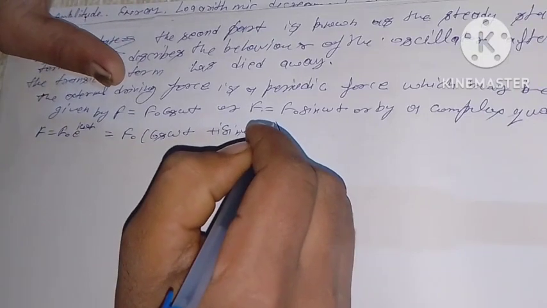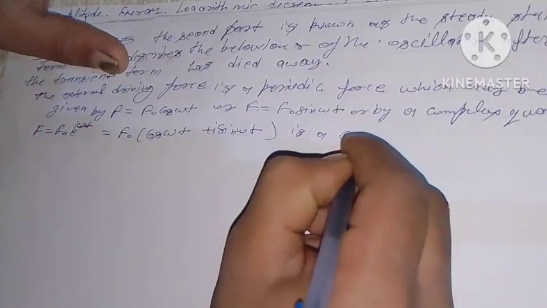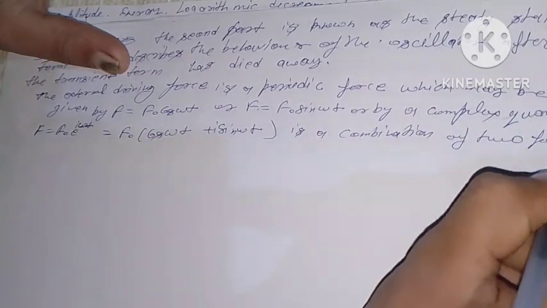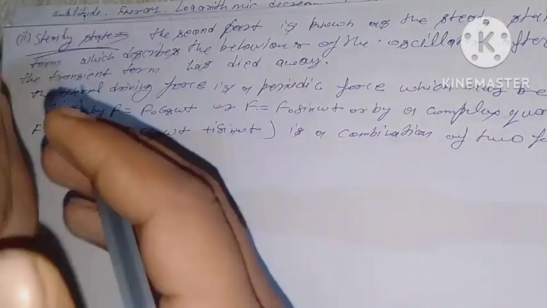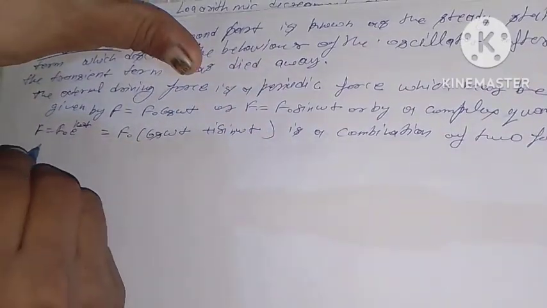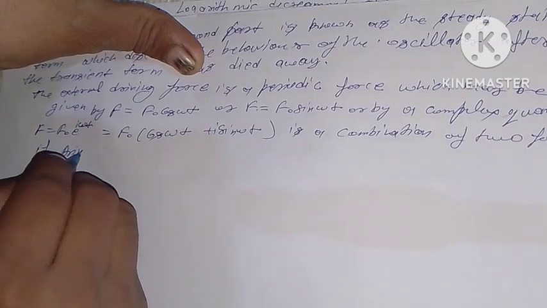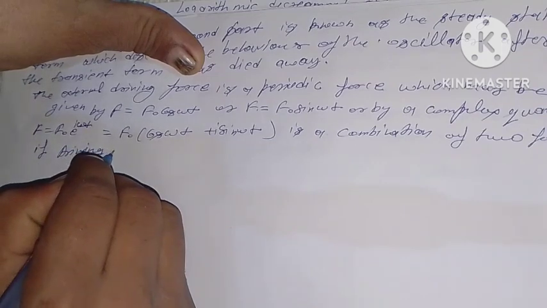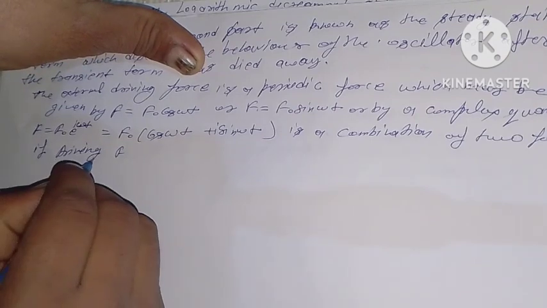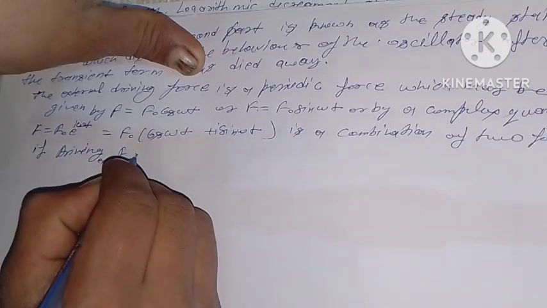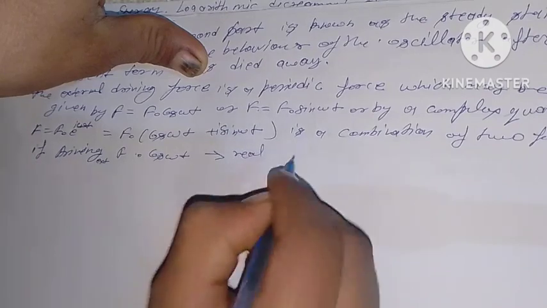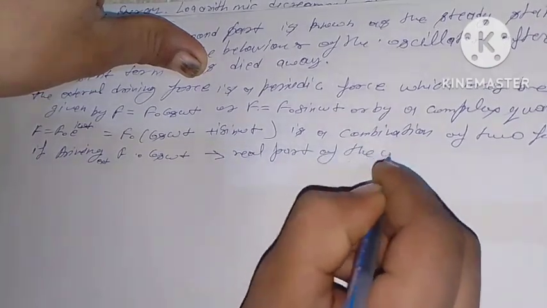It is a combination of two forces. If the external driving force is F naught cos omega t, then it is the real part of the complex quantity.